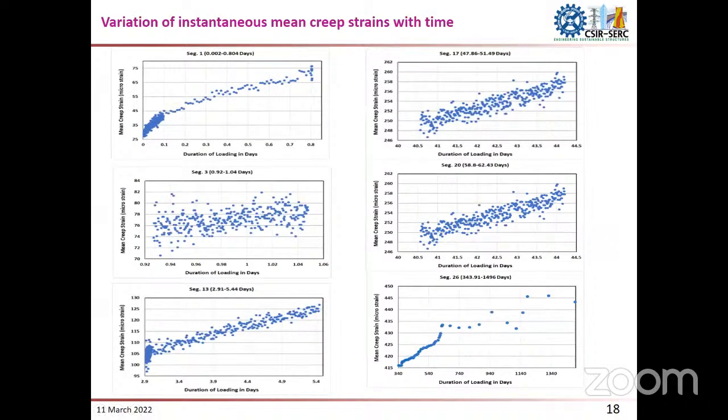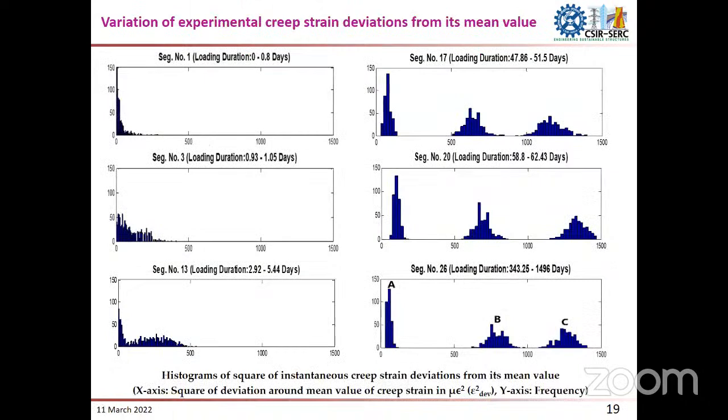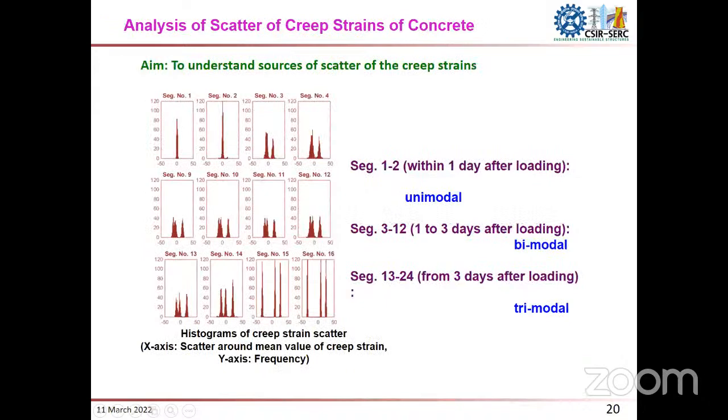This is the mean value for each segment. But if you see the deviations, initially it was unimodal, then bimodal, then three modes are coming into the picture. Same thing here for creep strain scatter alone: initially it was unimodal, then bimodal, then trimodal at different time scales.